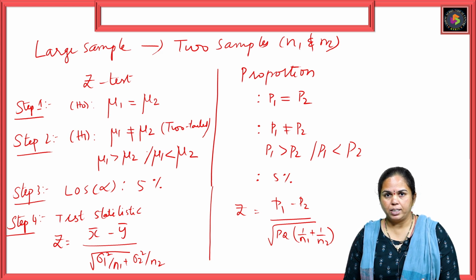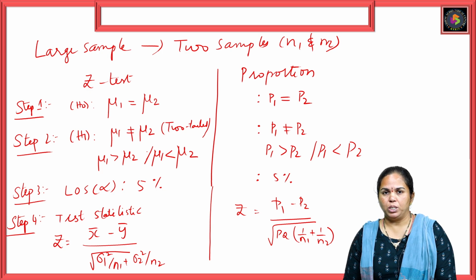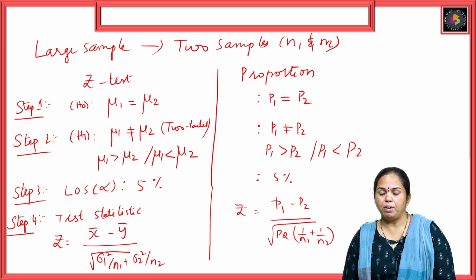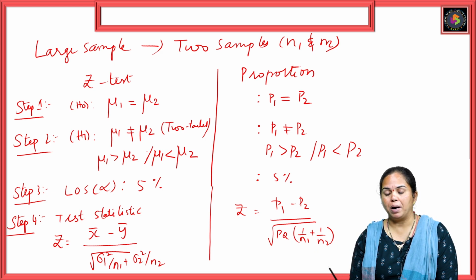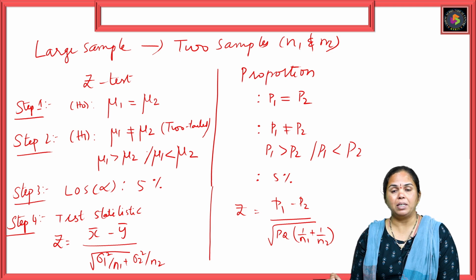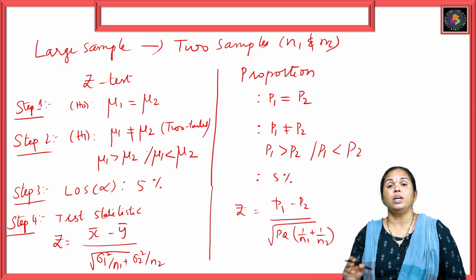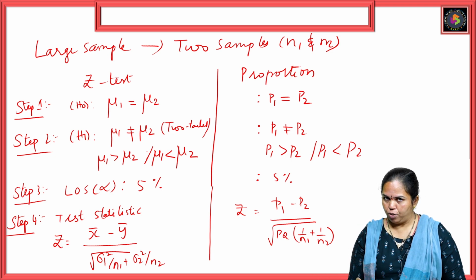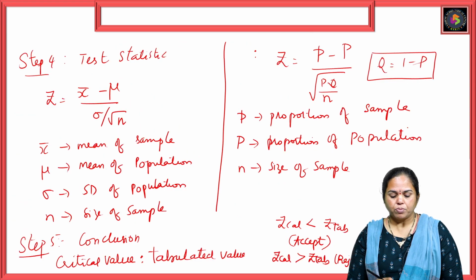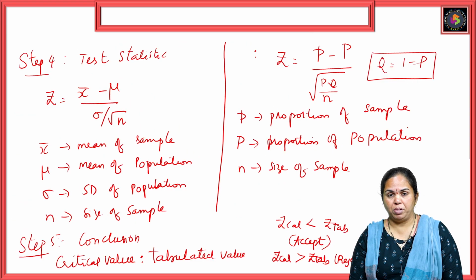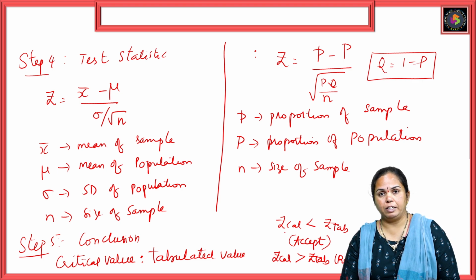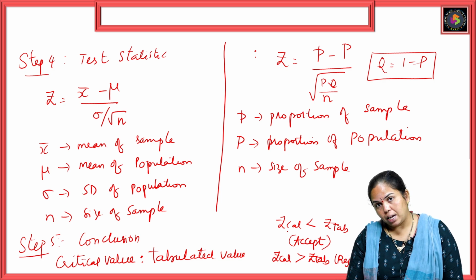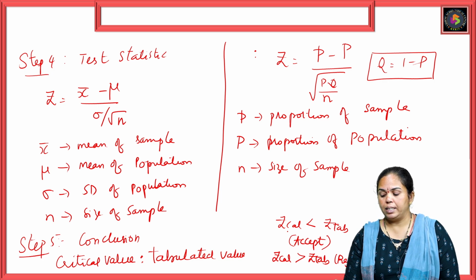Next, step 4, test statistic, Z equal to x bar minus y bar by square root of sigma 1 square by n1 plus sigma 2 square by n2, and coming to the proportion, it is Z equal to P1 minus P2 by square root of PQ into 1 by n1 plus 1 by n2. These formulas will change according to the given data, but these are the standard formulas. And coming to the conclusion part, the same thing will be concluded. Critical value you are going to tabulate by using the tables, and if calculated is less than tabulated, then we accept the null hypothesis, and if calculated is greater than tabulated, we reject the null hypothesis.